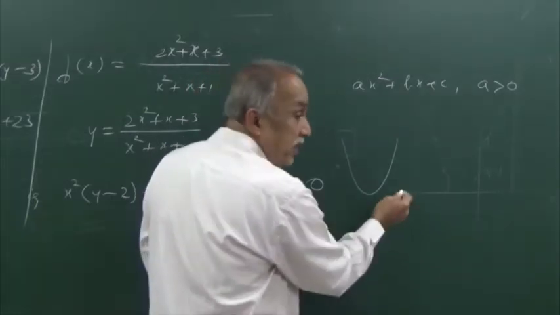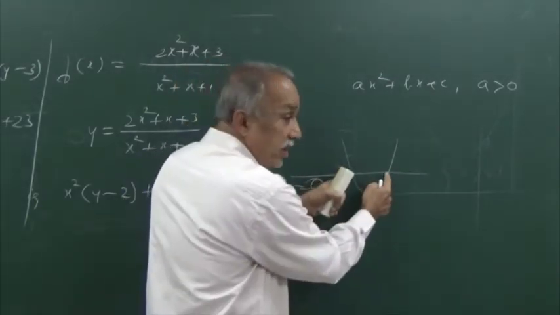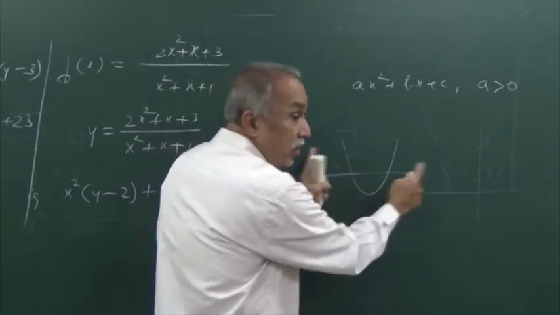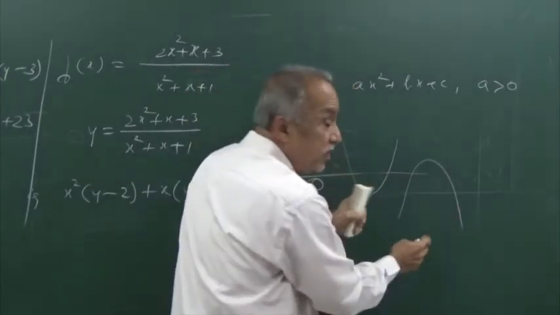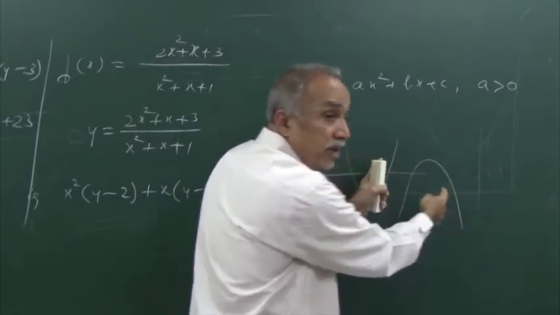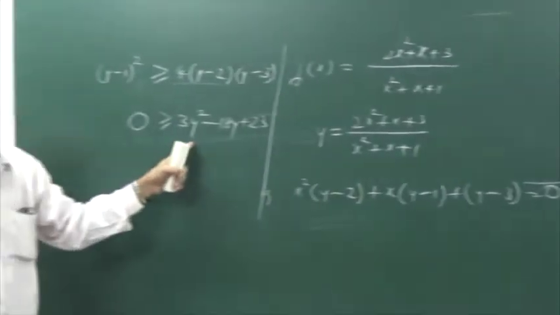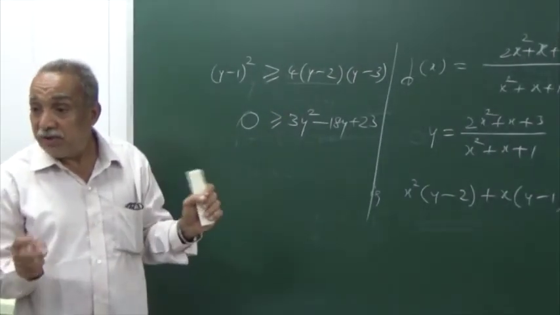You want this to be negative. If the position of the x-axis is like this, for x between these values, the y coordinate is negative. For x outside, the y coordinate is positive. If the graph is like this, for x between, y will be positive. For x outside, y will be negative. Agree? So, this is negative, or non-positive, if y lies between the roots.